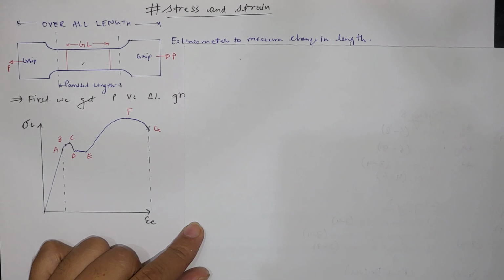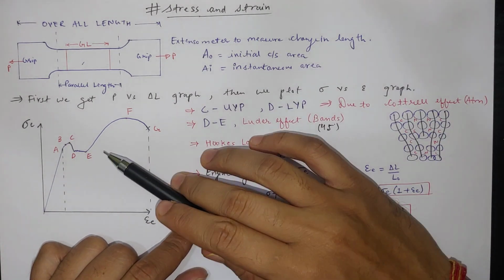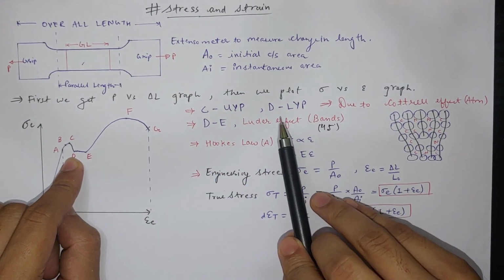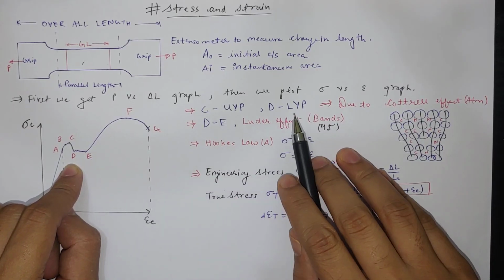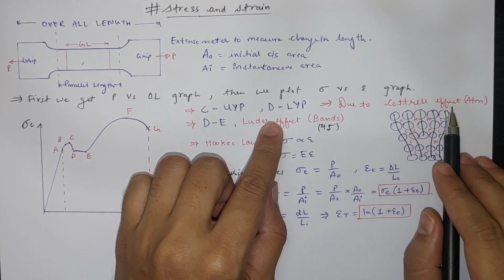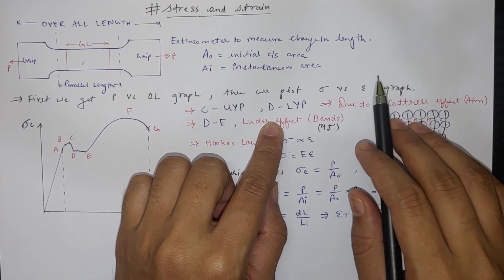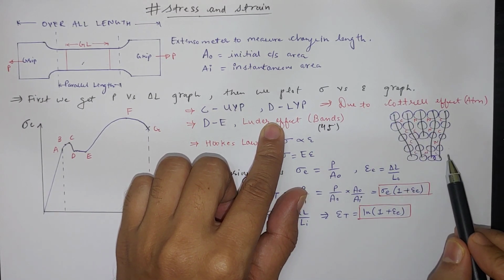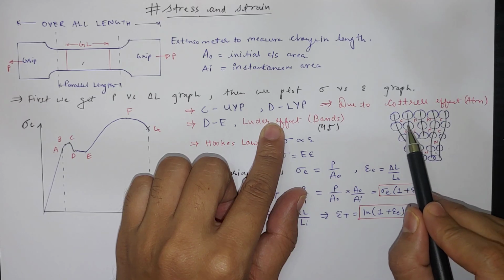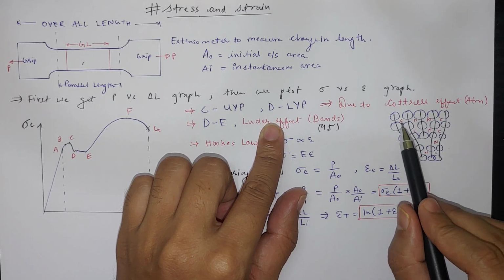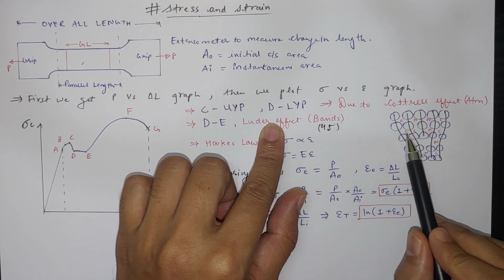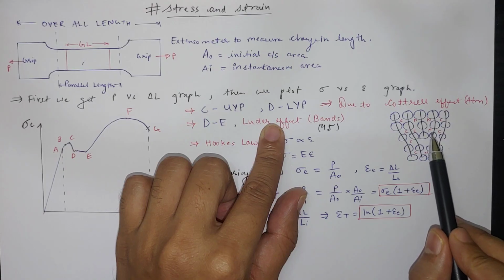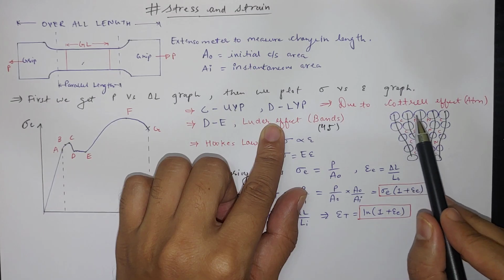Now if we see here, we got a C point where there is the upper yield point, and a D point where there is the lower yield point. This phenomenon is due to the Cottrell effect, and we call it the Cottrell atmosphere, because if you see the atom arrangement here, these blue colored ones are the atoms, and there are carbon and nitrogen impurities in steel. The carbon and nitrogen impurities are at interstitial sites between those atoms.